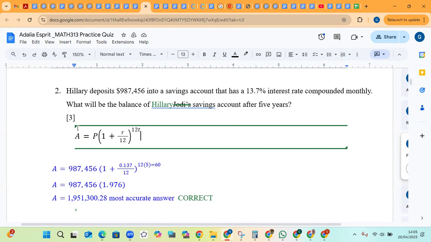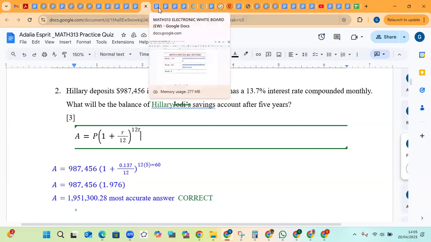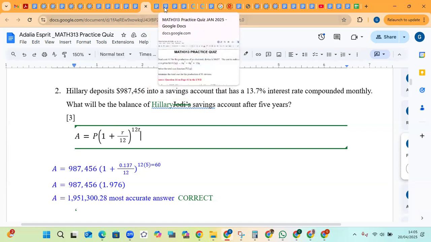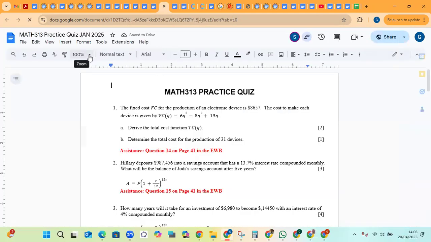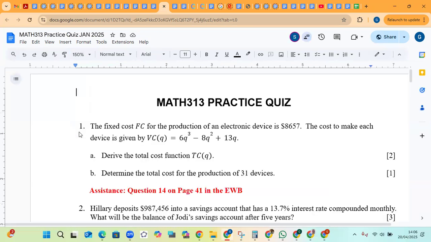So this is a compound interest question. Here is the compound interest formula. So there's no need to go and search any further. However, we will indicate to you in which page you can find assistance for such a question in the electronic whiteboard.